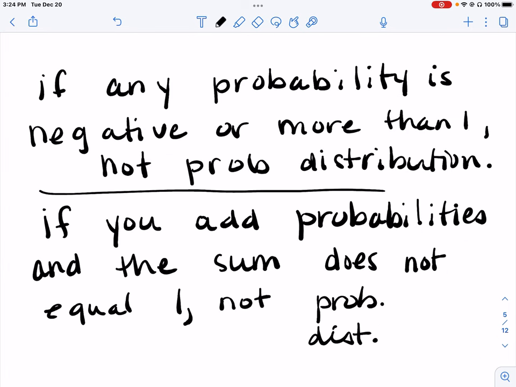If any probability is negative or more than 1, it's not a probability distribution. If you add the probabilities and the sum does not equal 1, it's not a probability distribution.